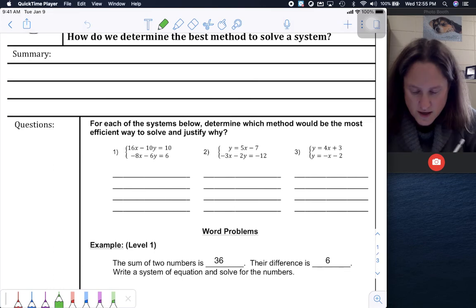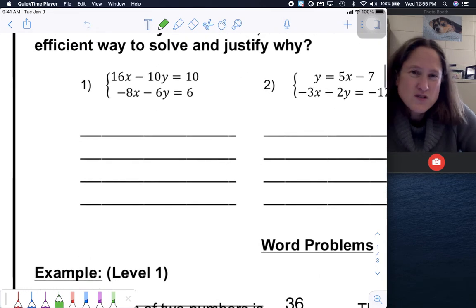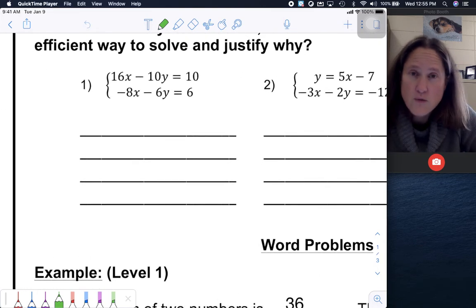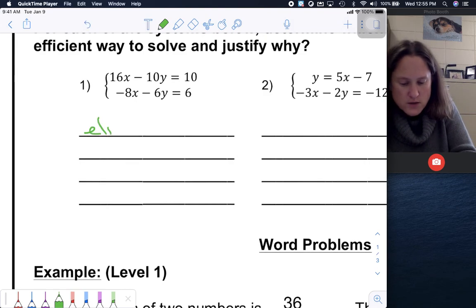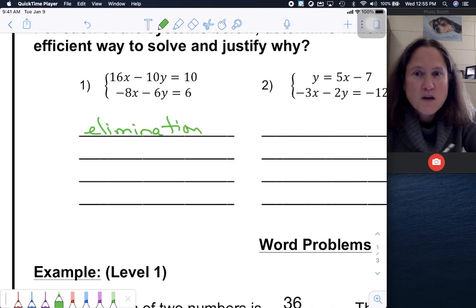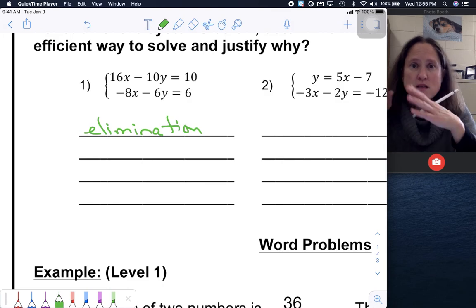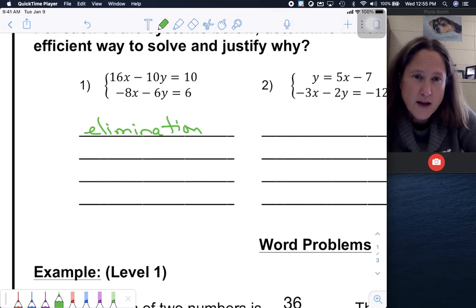Okay, so taking a look at these. Number 1, you can do it. There isn't really necessarily a right or a wrong answer. Graphing, I would not do unless it's in slope-intercept form, y equals mx plus b. So for number 1 here, I would probably use elimination. And the reason is, and you can write this down, is because the equations are already in standard form. My x's line up with my y's, the equal signs are underneath each other, and then your constants.